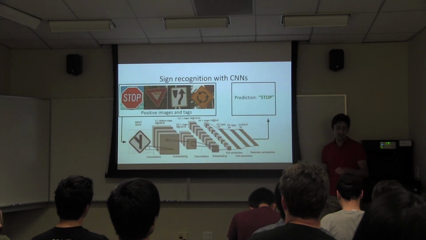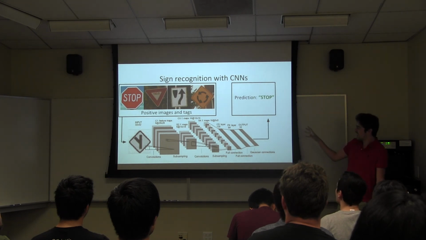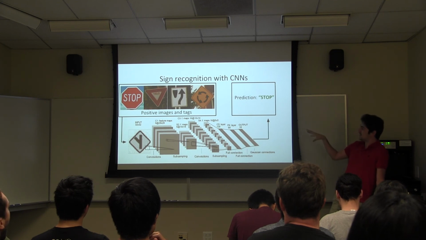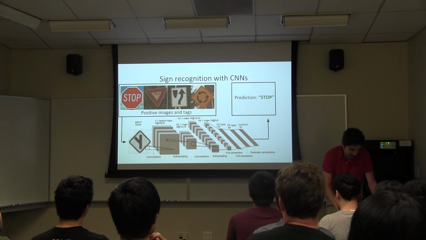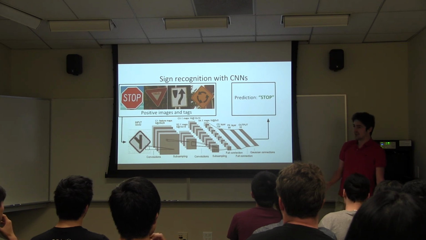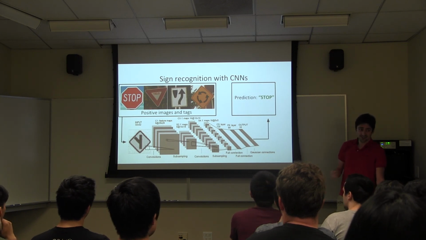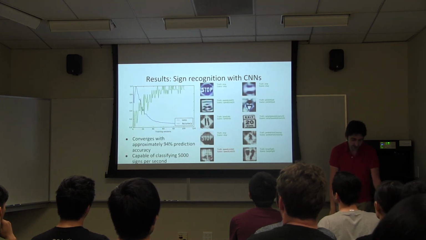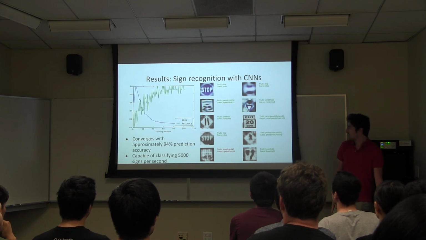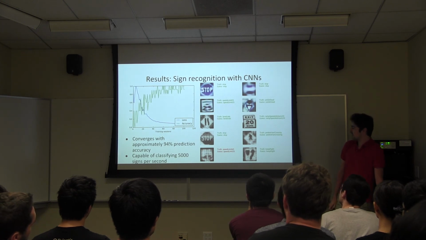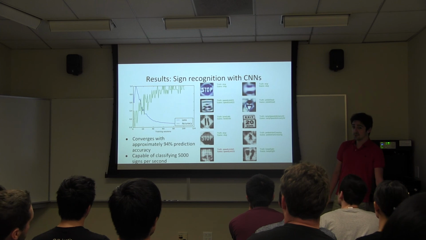Now onto the actual sign recognition: feed in positive images and tags. It's really easy to crop your signs from your source data because bounding boxes are provided. So do that, feed it into your convolutional neural network, and train it, and it gives you your predictions. I scale all of these signs to the same dimensions, 32 by 32, and I apply a histogram equalization across them to increase the contrast initially. Afterwards, I train it with TensorFlow, and results are really good. After about 100 training epochs, it usually converges on about 94% prediction accuracy, and it's capable of classifying 5,000 signs per second, so really fast too.